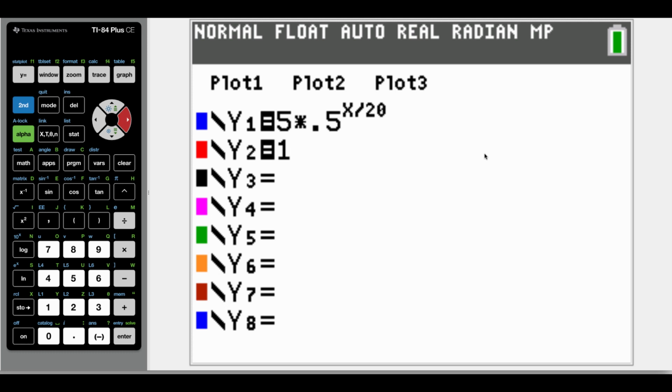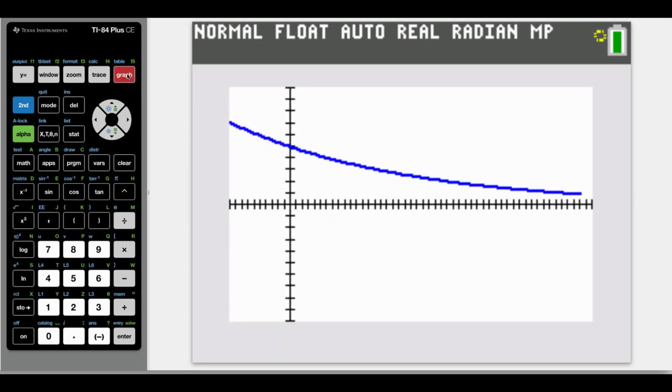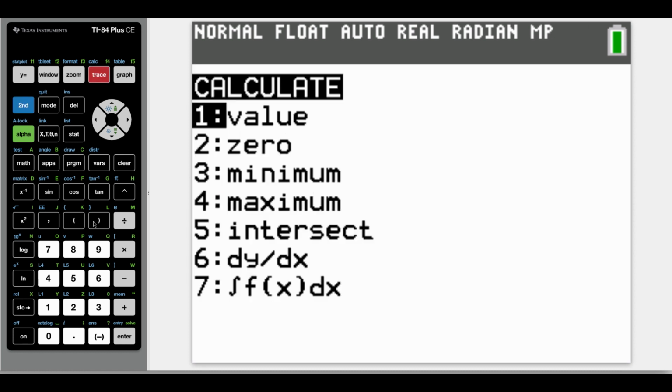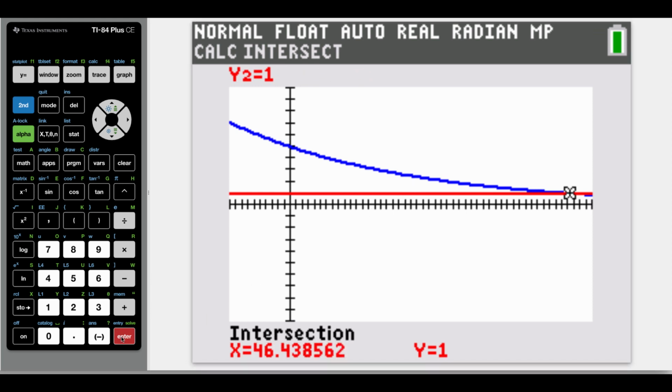So in my calculator, I've got my two equations typed in, my 5 times 0.5 to the x over 20, and my 1. I will have to adjust my window, so I'm going to hit the window button. I need to extend my x max out to 50. Now when I hit graph, we end up getting this picture. I want to find my intersection, so I'm going to go second trace and pick option number 5, intersect. I'm on my blue curve, so I hit enter. I switched over to my red curve, so I hit enter, enter, and that tells me at an x value of about 46.44, we'll be at a 1 gram sample.